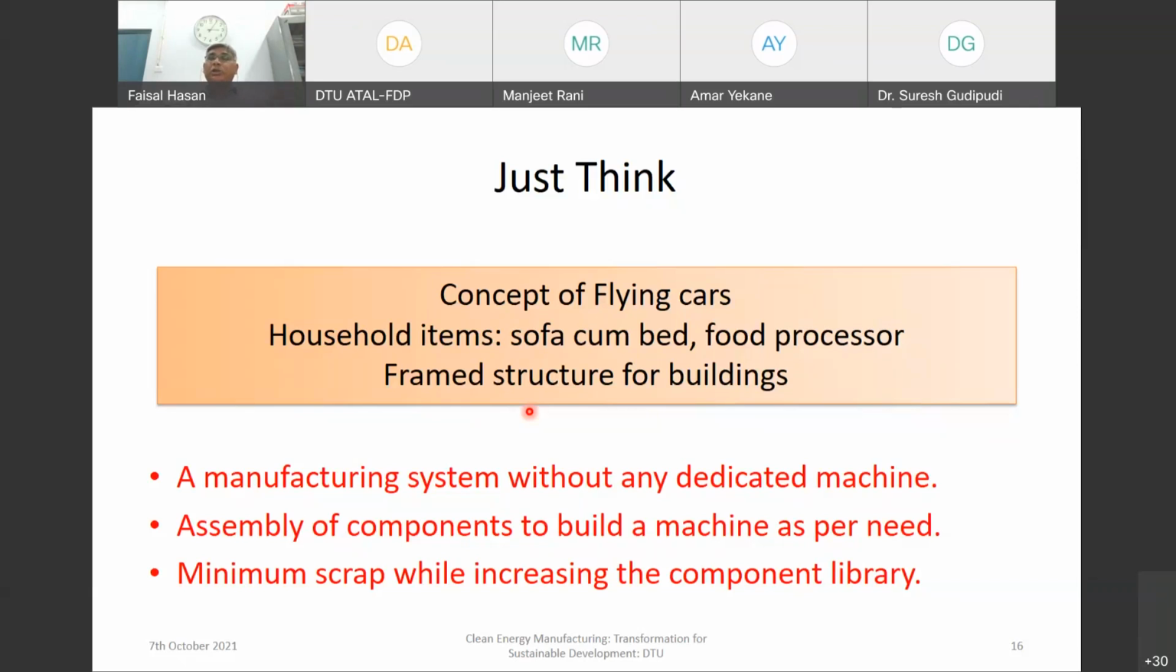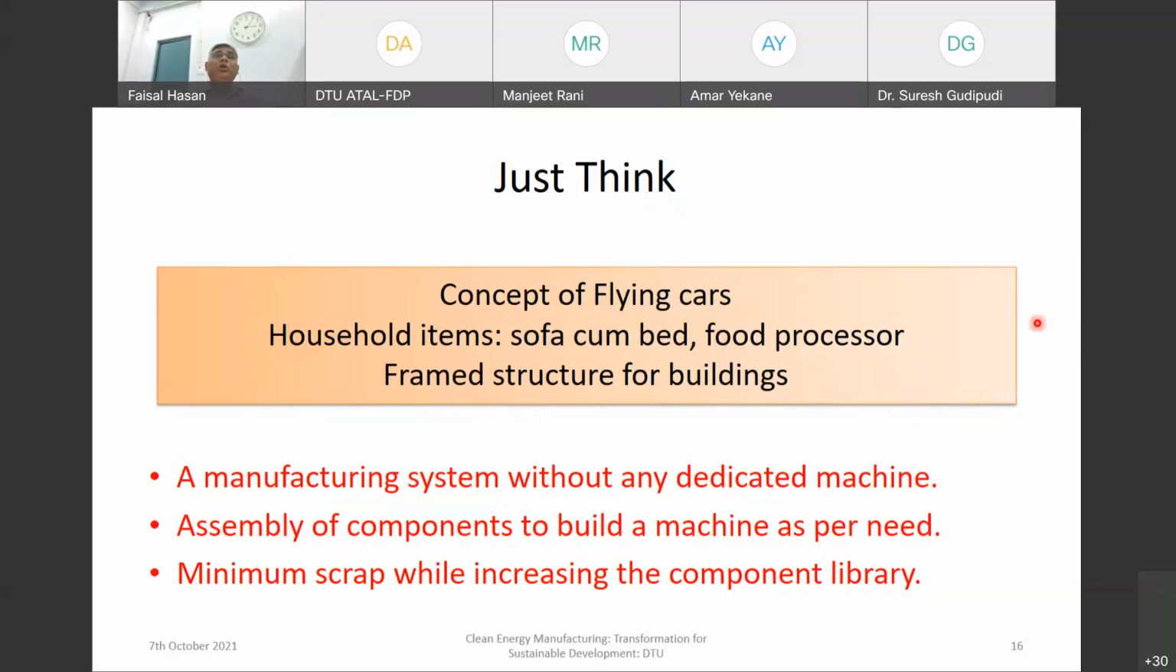If we compare this with the concept of the flying car, a car is being driven on the road, and if it is a flying car and it gets stuck in a jam, it can be converted into a flying car, so that the time being wasted in the jam can be reduced or overcome. So this is the concept behind reconfiguration. Here the car is being reconfigured into a flying car.